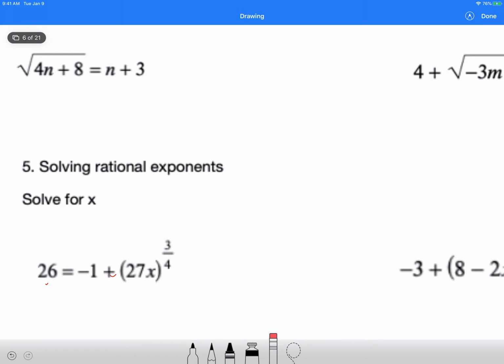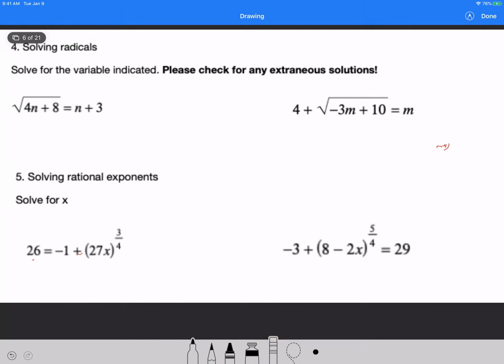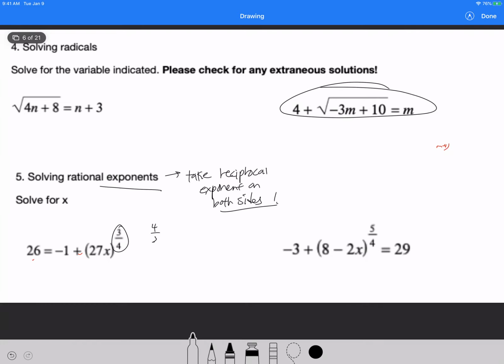we have to solve for the rational exponents. So for rational exponents, what you want to remember is take reciprocal exponents on both sides. So if it says 3 over 4, for example, I want to take 4 over 3 as an exponent on both sides. Before we do any of that, just like how we did in the previous question where I moved the 4 to the other side, we need to add the 1 on both sides like this.